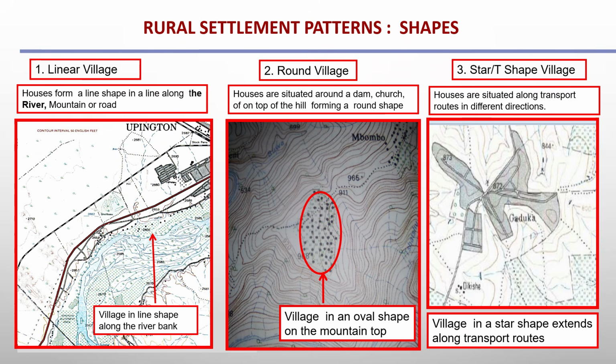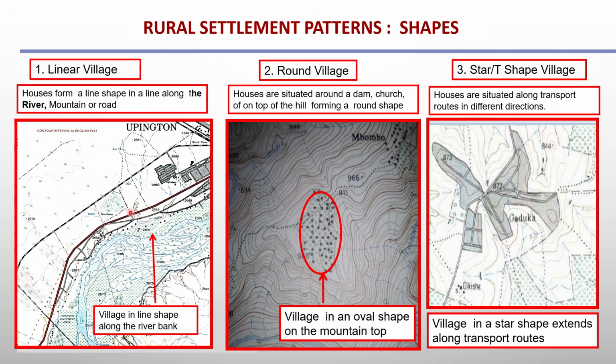Okay, let's look at some of the settlement shapes from a topographical map. With the first one, you can see that we have a linear shape. Linear means it's along a line. L for line. Houses form a line along the river. It can be a road. In this case, you can see that the village is right along the river bank. We also have a road there. It can be a river bank, a mountain, or a road.